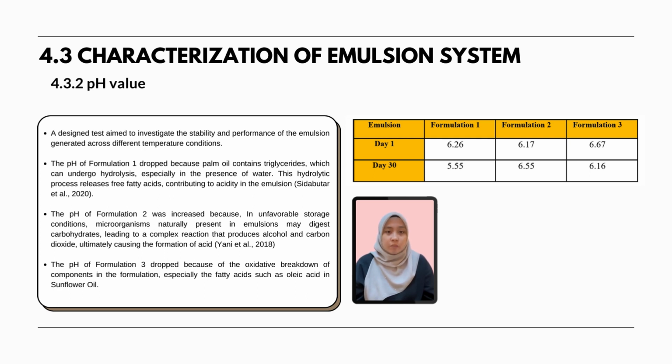Moving on to the pH value, all formulations' pH value was assessed on day 1 and day 30 of its production because the pH value of an emulsion system does affect the stability of the emulsion produced. The pH of formulation 1 and 3 dropped, but the pH of formulation 2 was increased because in unfavorable storage conditions, microorganisms naturally present in emulsions may digest carbohydrates, leading to a complex reaction that produces alcohol and carbon dioxide, ultimately causing the formation of acid.